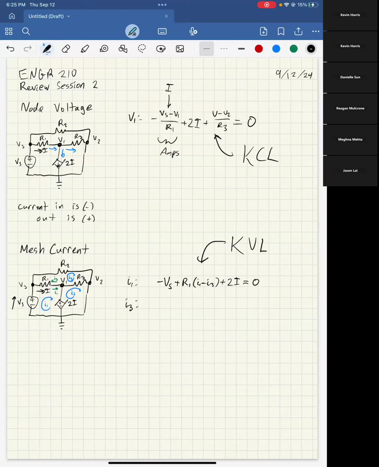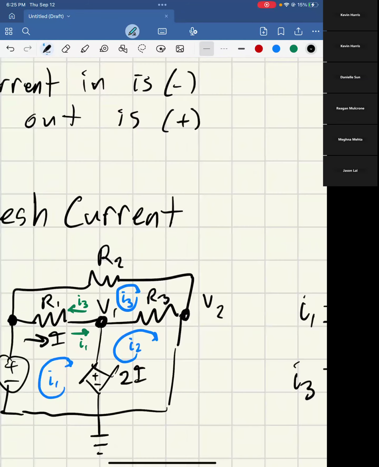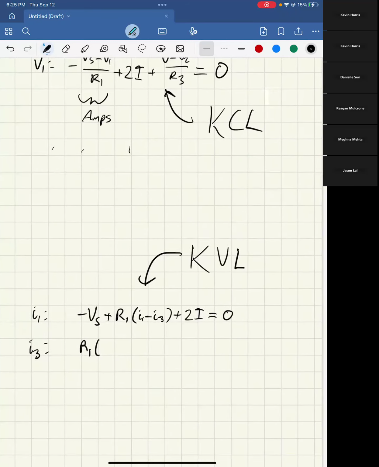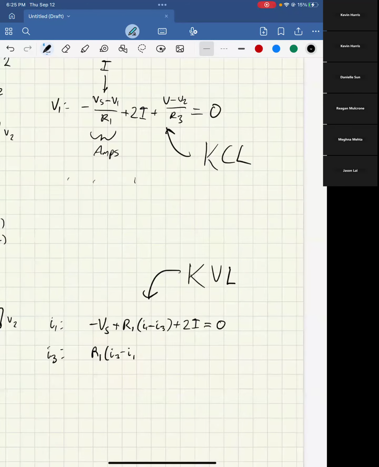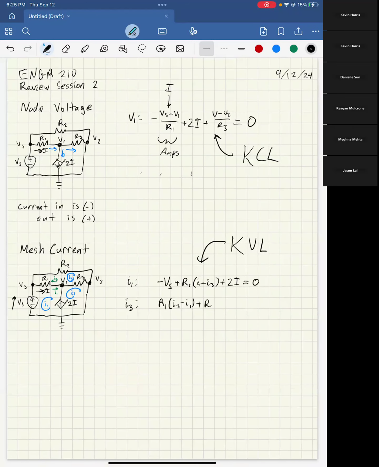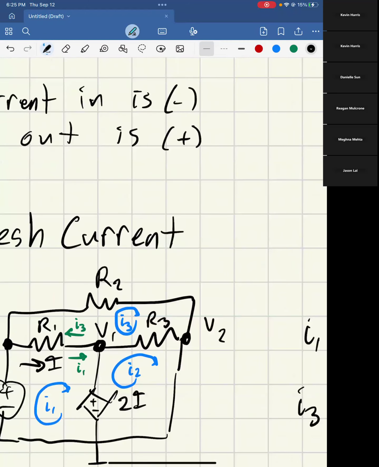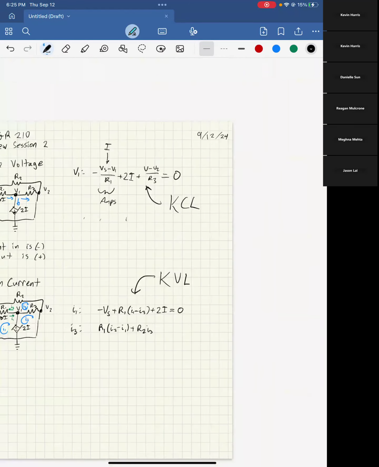I'll do the I3 loop next, because that one will kind of drive home the point I'm trying to make. So the I3 loop, I'll start with the R1. So it's going to be R1 times, now, since we're looking from the perspective of I3, now I3 is the positive current and I1 is the negative current. So we're going to have R1 times (I3 minus I1), and then plus R2, and still I3, and then there's actually no other current for this one because it's all on its own. So you can really just write that as R2 times I3. And that's because R2 is only influenced by that current I3.